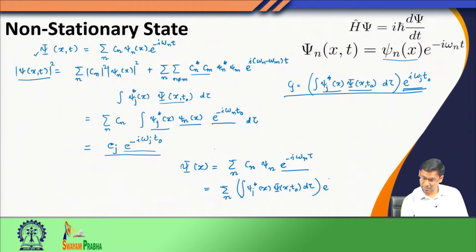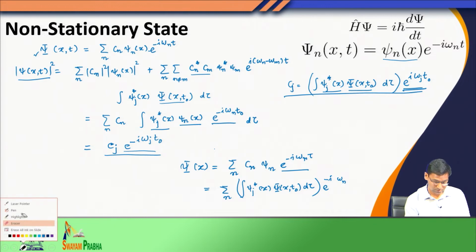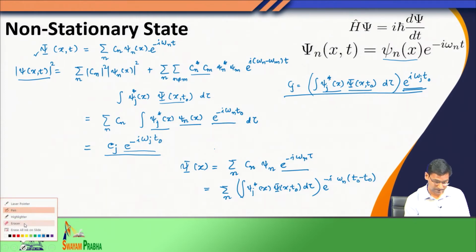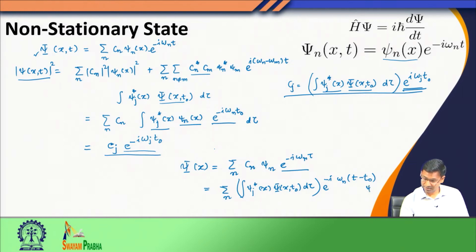So, this will give me e to the power minus i omega n (t minus t 0), because I have this minus sign over here, multiplied by psi n of x. So, now what I am getting is psi of x, t as this term multiplied by psi n of x.